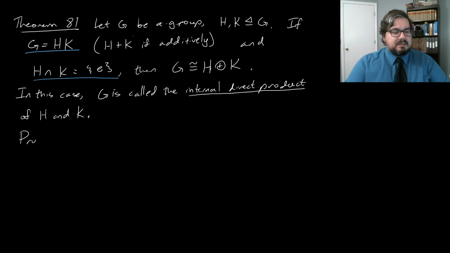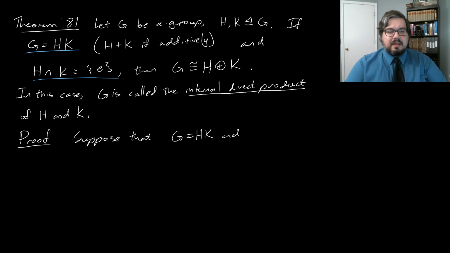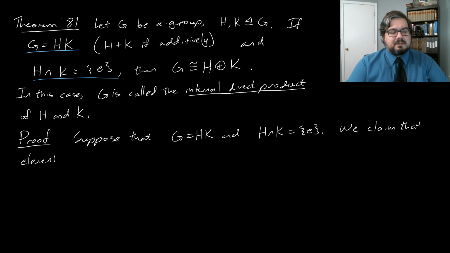All right, so let's see a proof. Let's see why G should be isomorphic to the direct product of H and K here. So let's suppose, of course, that G is equal to HK and the intersection of H and K is the identity. We claim that the elements of H and K commute with each other.